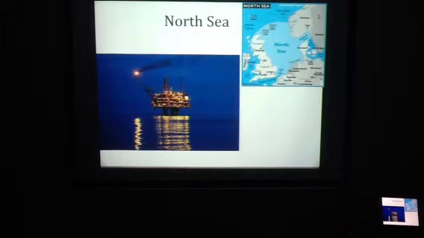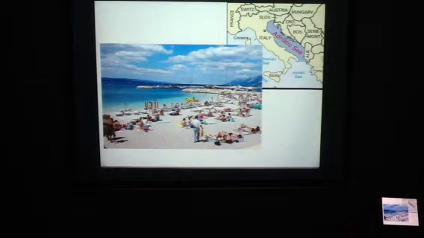Other seas include the North Sea, which is between the United Kingdom and Norway and Denmark. There are several oil rigs in the North Sea, and that's part of why Norway is fairly rich among countries. Also, we have the Adriatic, which is between Italy and former Yugoslavia. It's a very popular vacation site, as you can see by this beach here in Croatia.